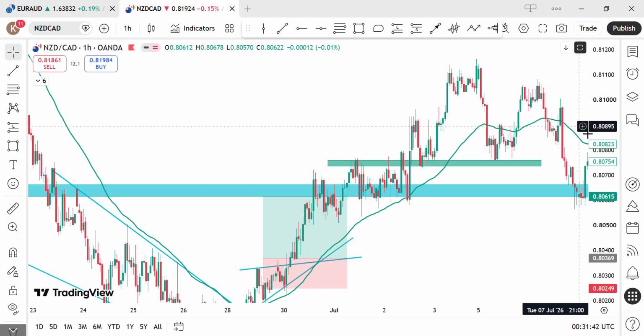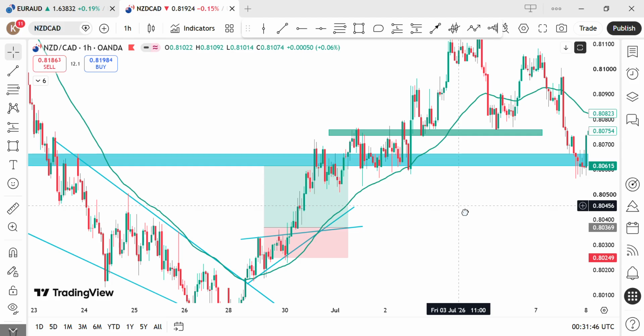So guys, this is how we take a continuation trade. First, you must always make sure that before you take a continuation trade in a lower time frame, your directional bias must be established. It's very important.